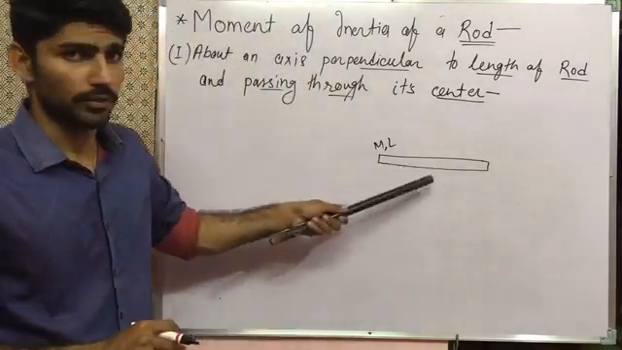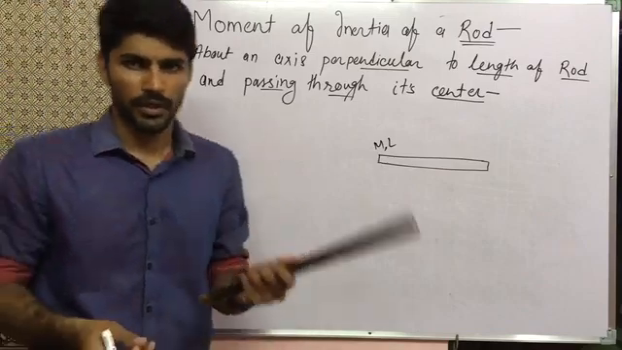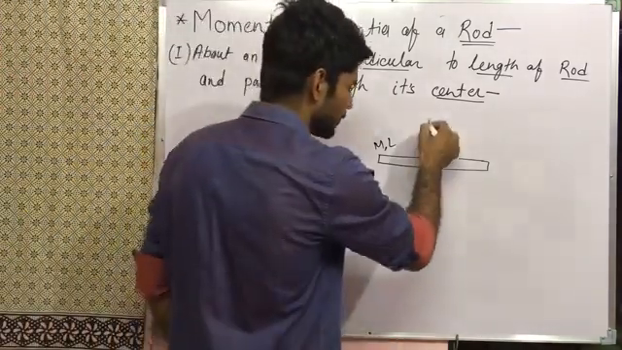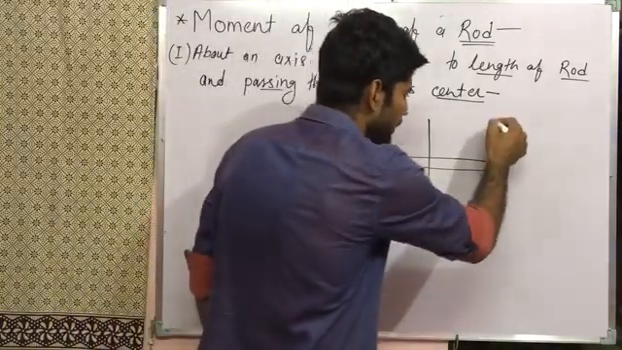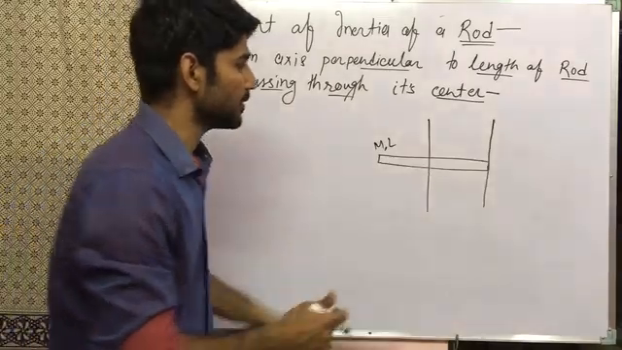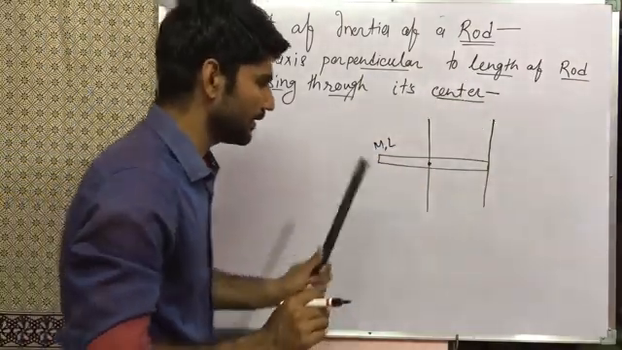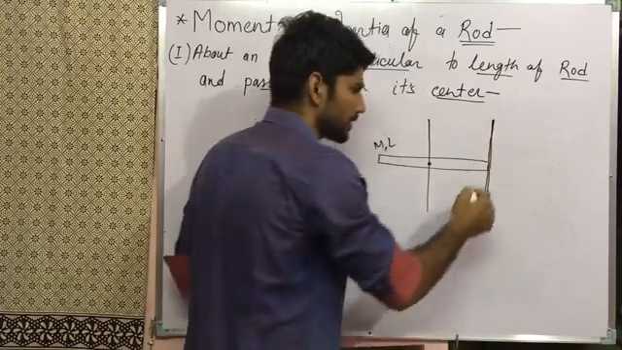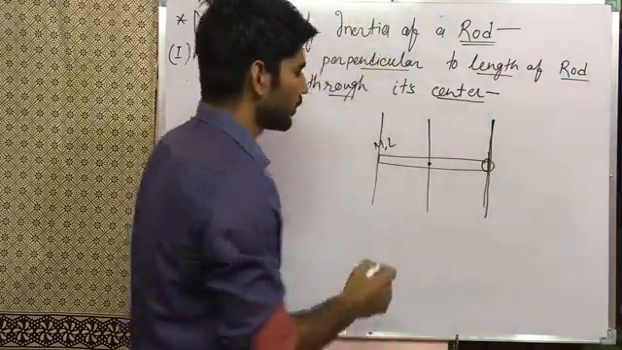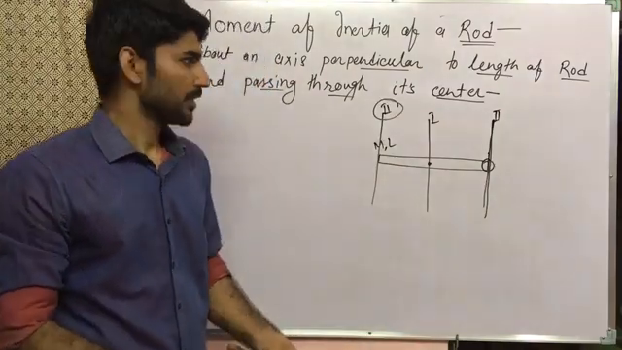For this rod we take two axes, or two cases, about which we will determine the moment of inertia. In the case of a disc or a ring, we took four cases, but in the rod we have only two cases. In the first case, our axis of rotation is here, and in the second case, the axis of rotation is here. The first axis is perpendicular to the length of the rod and passing through its center. In the second case we take this axis, which is perpendicular to the length of the rod but passing through one edge. So these are the two axes about which we will determine the moment of inertia for a rod.